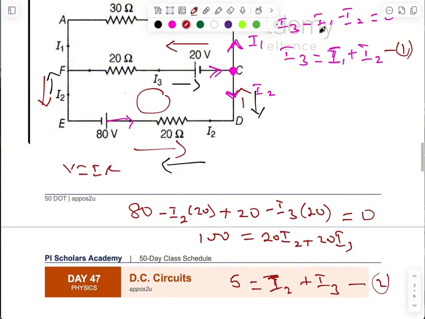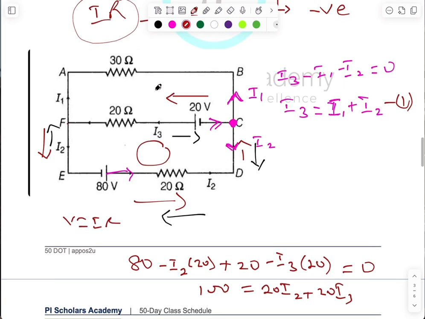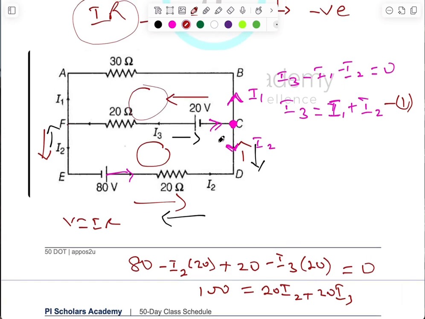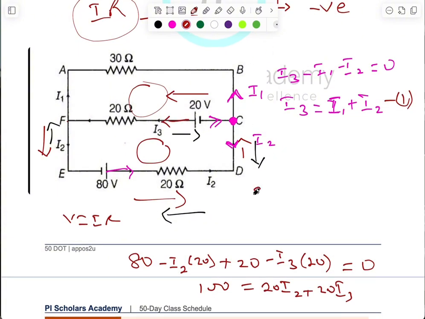Now let's analyze another loop. So let's analyze this other loop now. We have 20 volts. Let's move in this direction. First of all, we have 20 volts there, so that will be 20. Then when we get to this resistor, that will be negative, what's flowing through this place? I3 times 20.